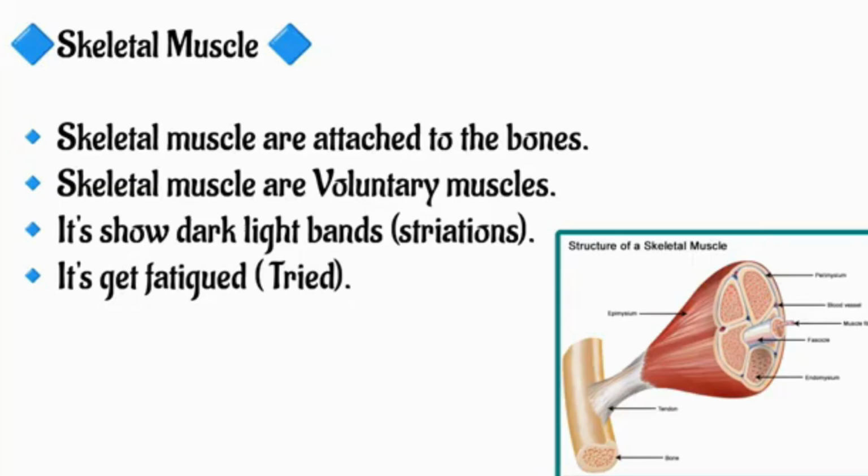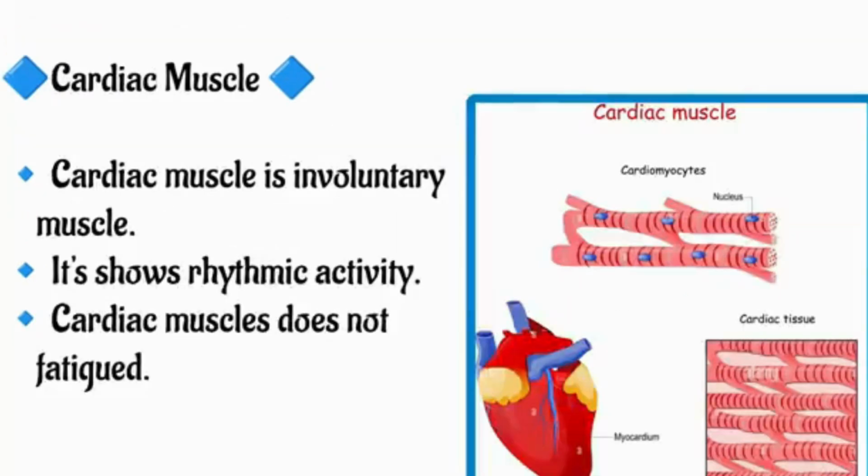Now next we move to the cardiac muscles. These cardiac muscles are involuntary muscles, so they show rhythmic activity, and they do not fatigue, because if they fatigue it leads to death. In the cardiac muscle we can see the nucleus, and it is mainly seen in our heart, which has the myocardium. So these cardiac tissues are present in the cardiac muscle.